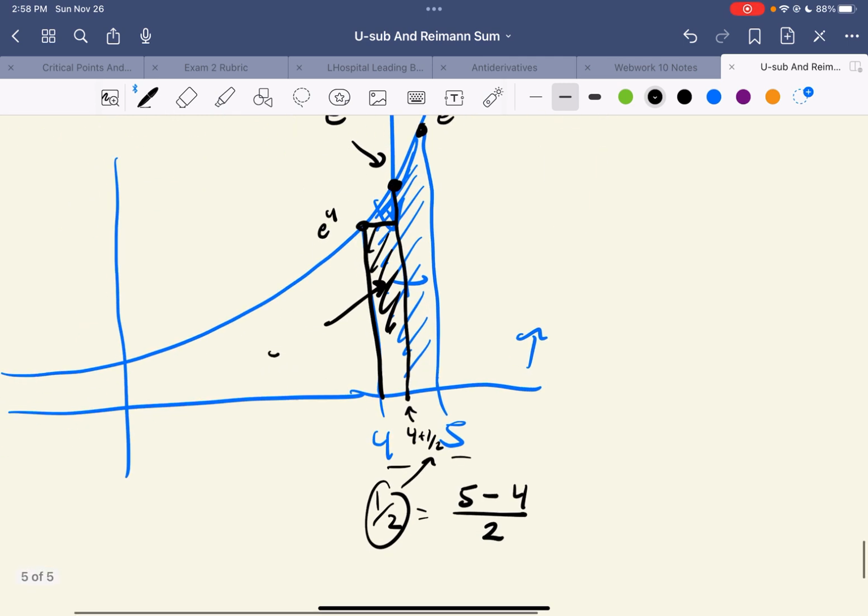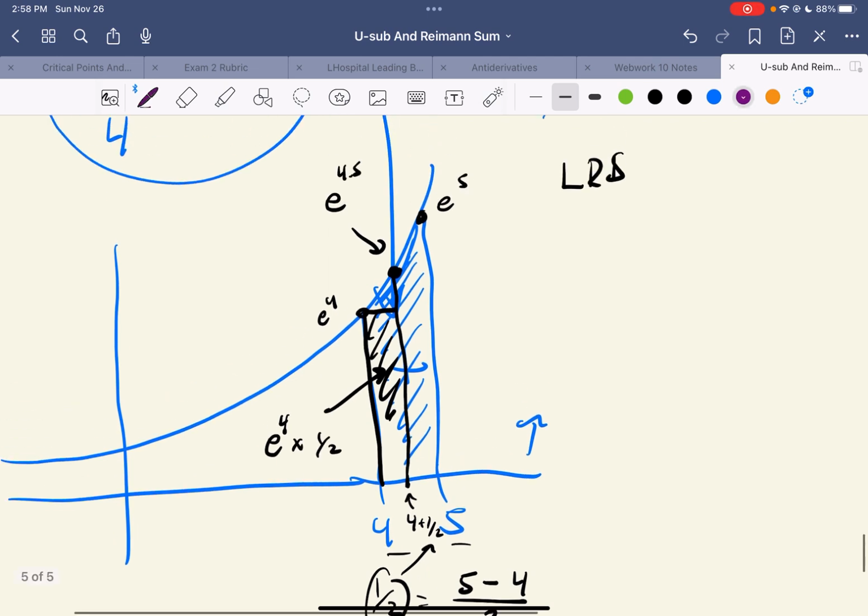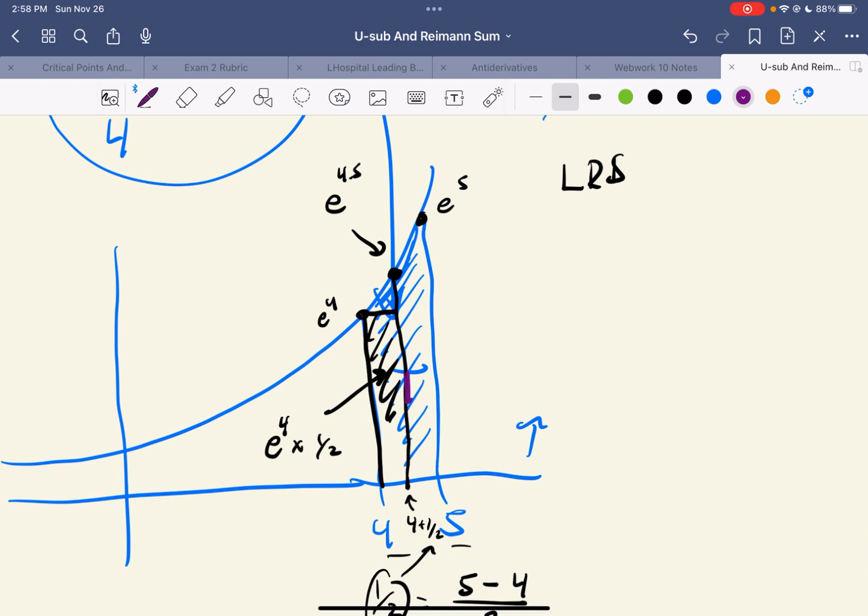Well, its height is e to the 4, and its width is 1/2. So there's the area. Now I have this next rectangle between these two vertical lines. I want a left Riemann sum, so I take the line on the left. That tells me my height. I move it over. Here's my rectangle. What's the area of this rectangle? It's e to the 4.5 times 1/2.